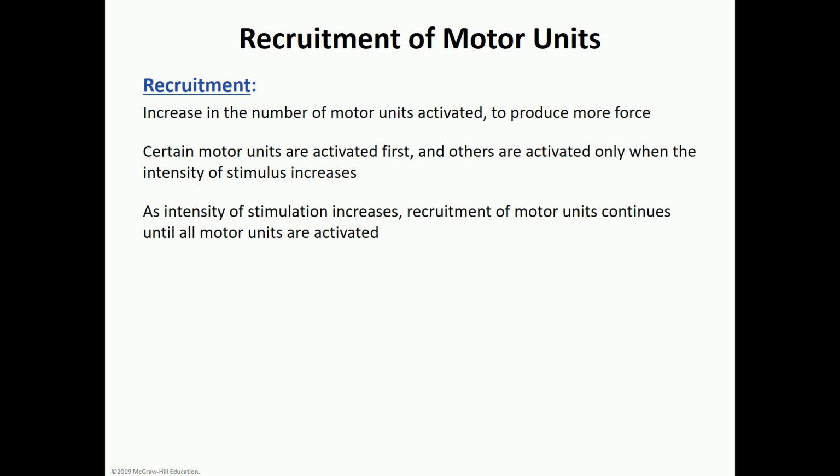So recruitment again is the increase in the number of motor units activated to produce more force. Certain motor units, the smaller ones, are activated first. If that fails, we can start activating the others so that we are increasing the force of contraction gradually. As the intensity increases, the recruitment keeps on going until all of the motor units are activated. So at that point, again, either I was able to carry the 50 pounds or not.